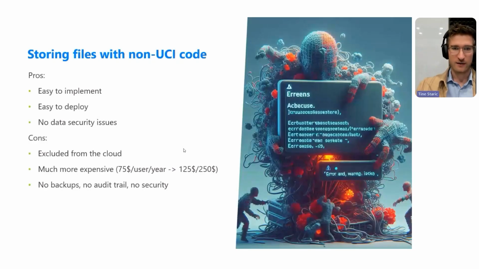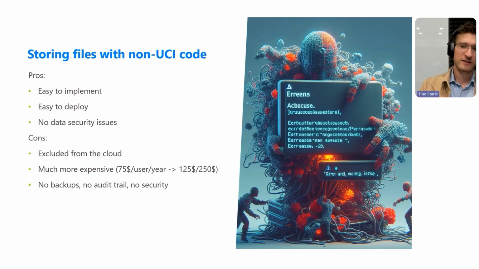Okay, the next option, the one I dislike the most, is still storing files using non-UCI compliant code. On the pro side, it still checks all the same boxes as storing into the database does. You're just using AL code, it's easy to deploy, you only need that extension, and the data stays with the customers. Sure. But what are the downsides?